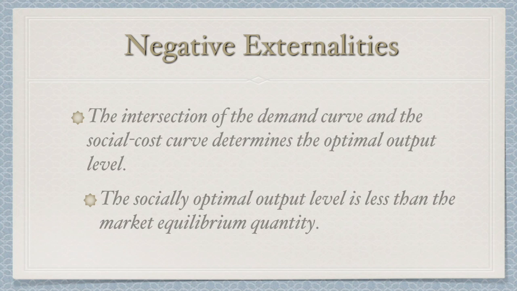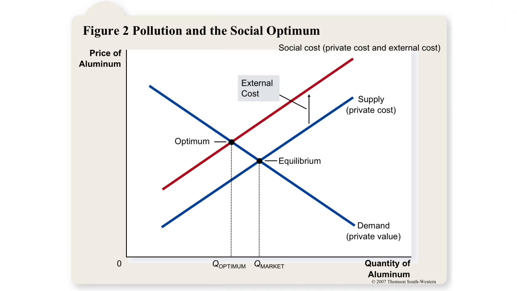Generally, when there's a negative externality, the socially optimal level of output is going to be less than the equilibrium level. When I look at it, the socially optimal quantity is going to be right here. That's going to be significantly less than the equilibrium quantity. Another great example of negative externalities is smoking. If people took into consideration the external cost of secondhand smoke, there would be far fewer smokers.